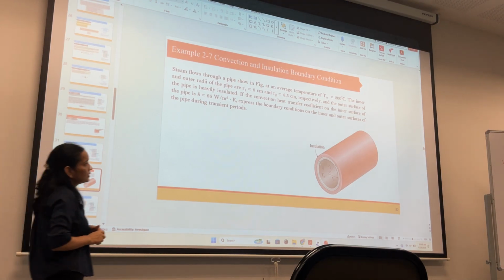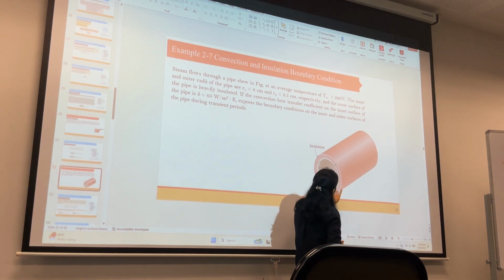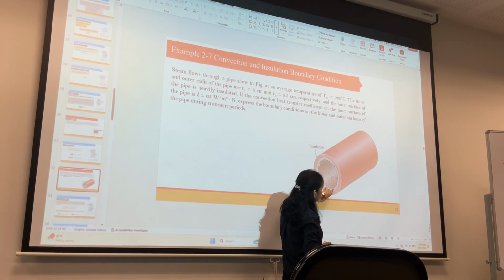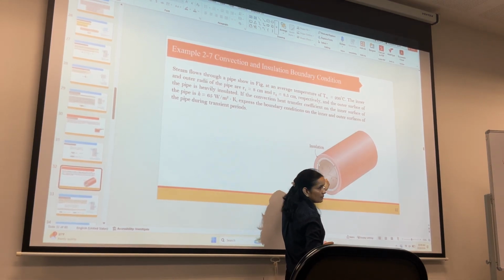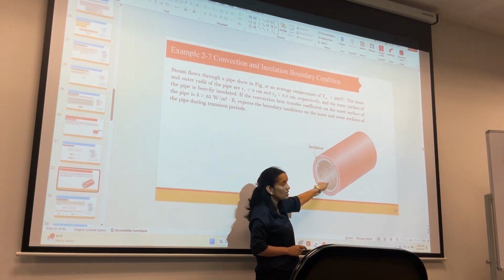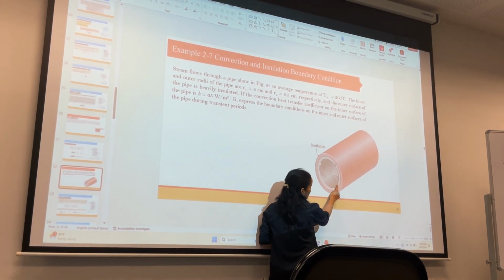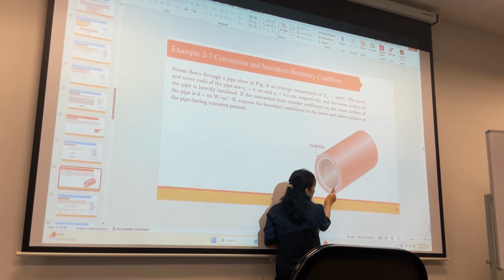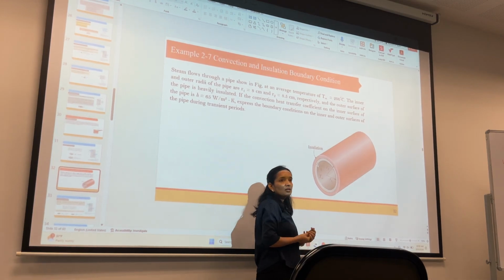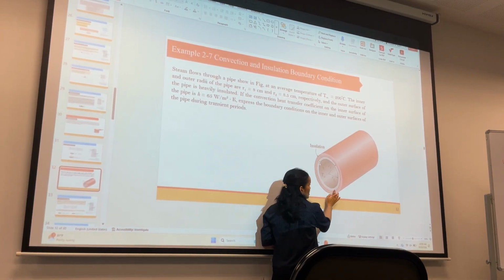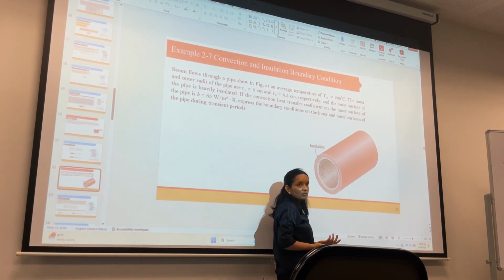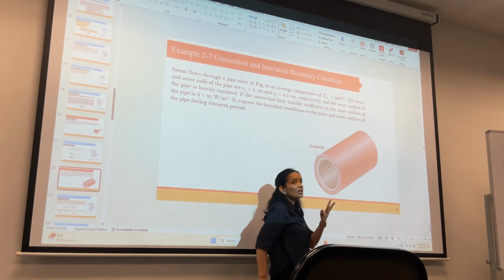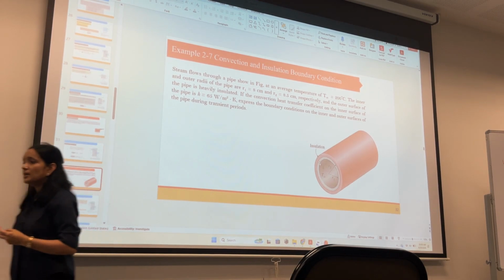This pipe, insulation is this. Let's suppose we applied some rubber over here. This is thick, this is solid, and there is steam flowing. So heat transfer from here to here will be by convection. Heat transfer from here to here will be by conduction. And there will be no heat transfer from here to here because it is insulated. So convection is going to be equal to conduction. This is the third boundary condition. Understand?